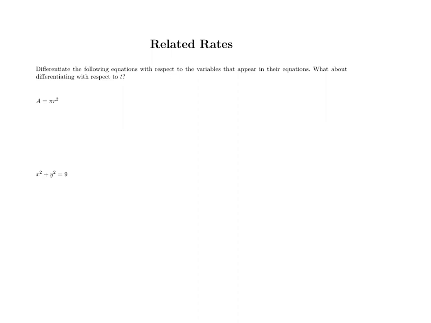In this section, we will cover related rates. The idea behind this topic is, if you have an equation that connects variables, how do those variables change over time? And when you find those rates, how do they compare to each other? To get the ball rolling on this, I have a couple of equations. I'd like to first differentiate them with respect to the variables that appear within the equation themselves.